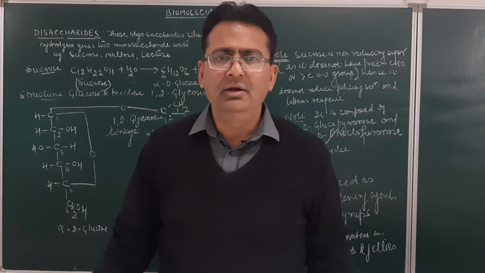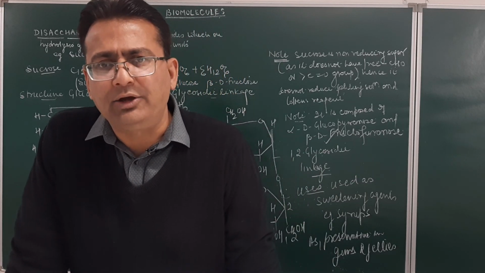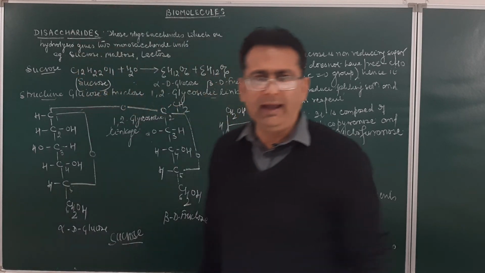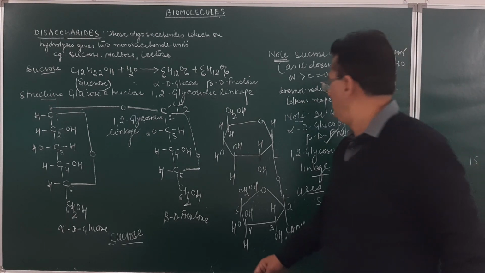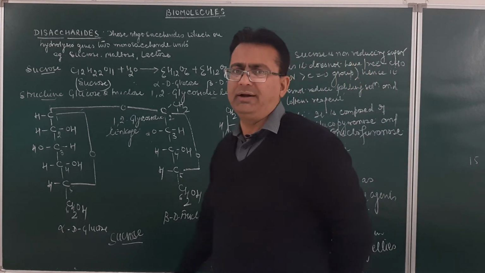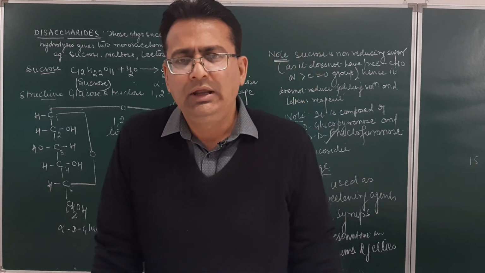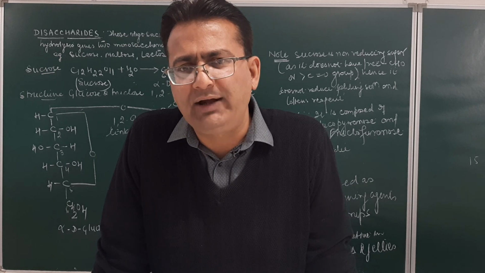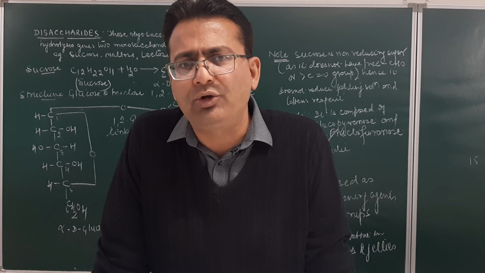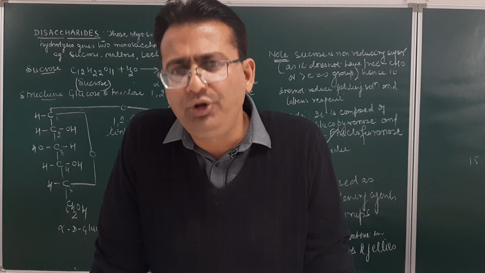I think it must be clear to you. Am I clear, students? So what are the units of this? So glucopyranose and beta-dextrofructofuranose. In our next lecture, we will discuss another disaccharides, which will be maltose and the lactose. Remember, maltose and lactose are reducing. Sucrose is non-reducing in nature.